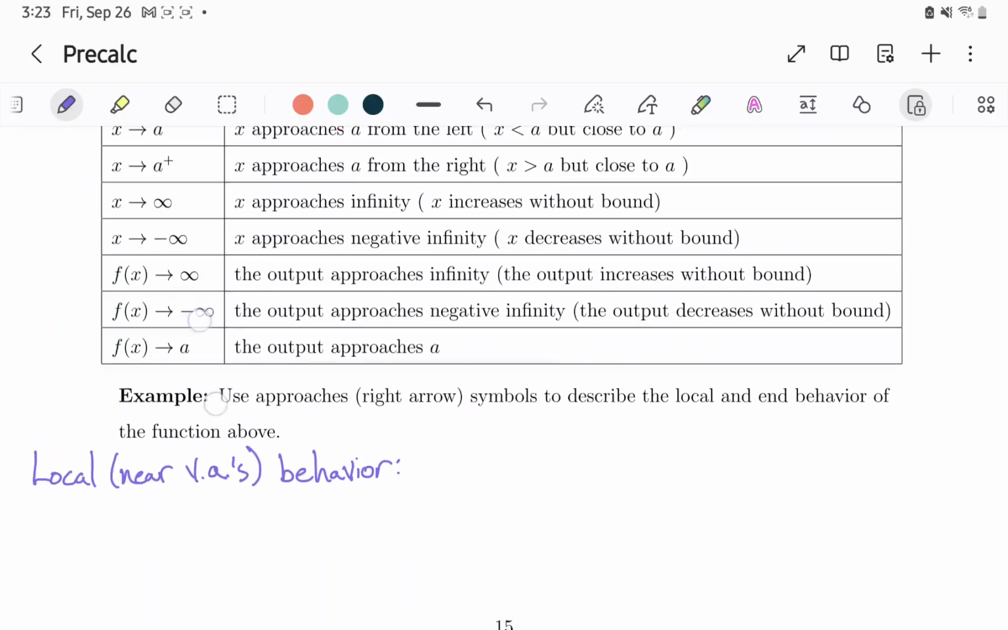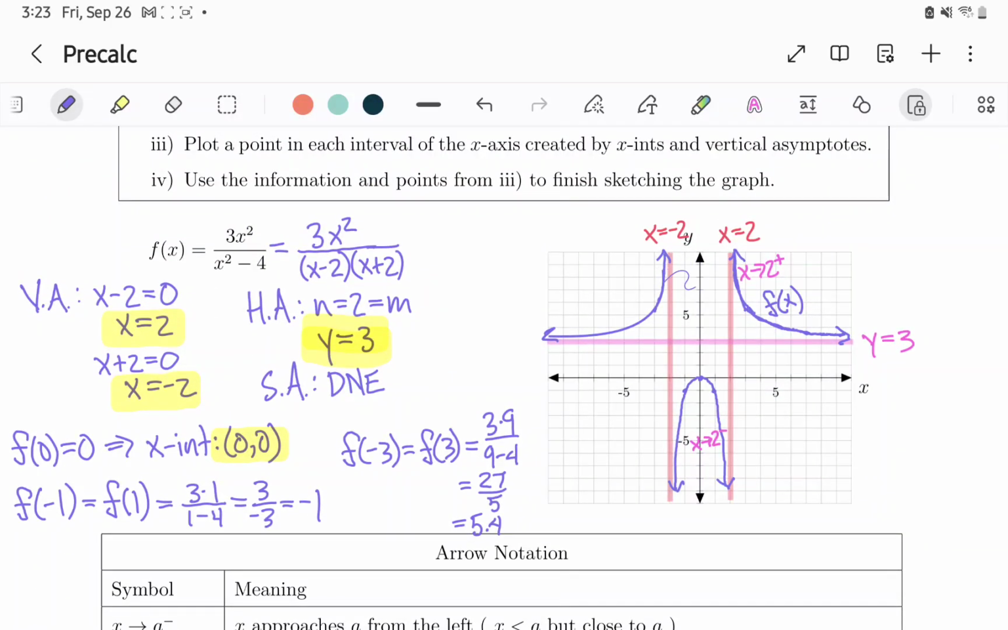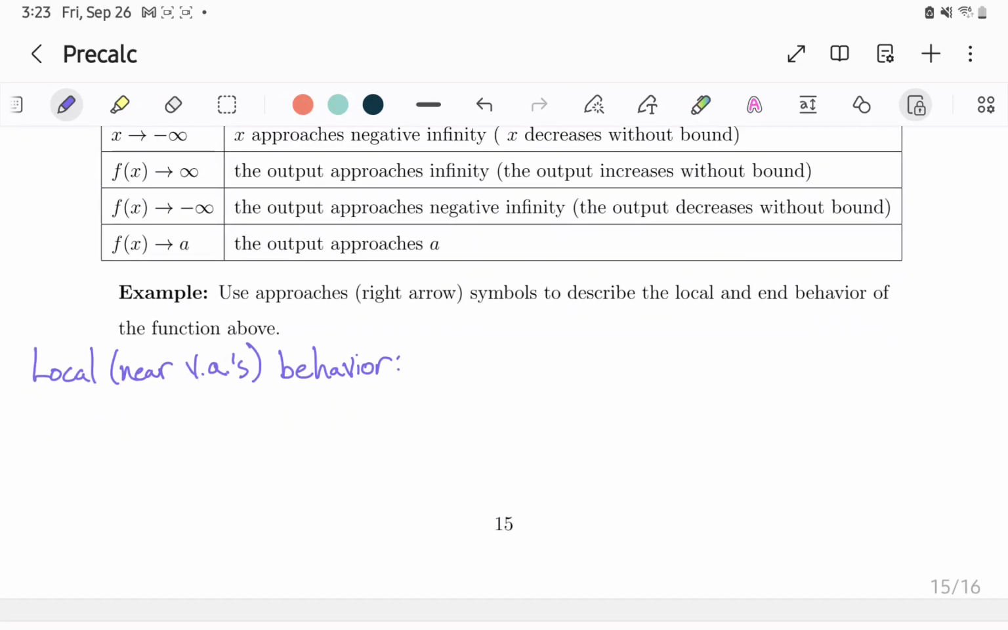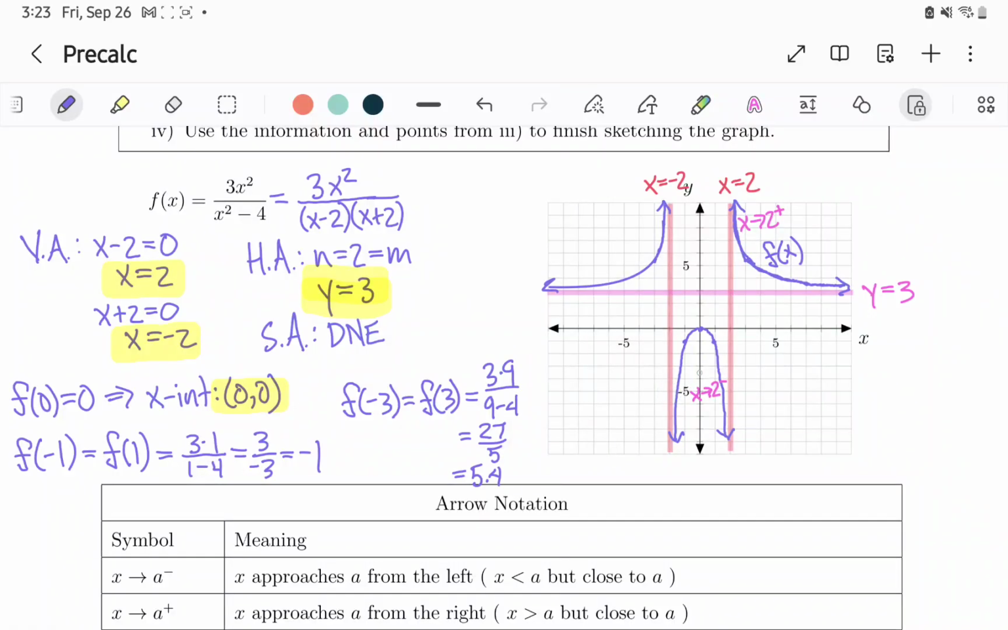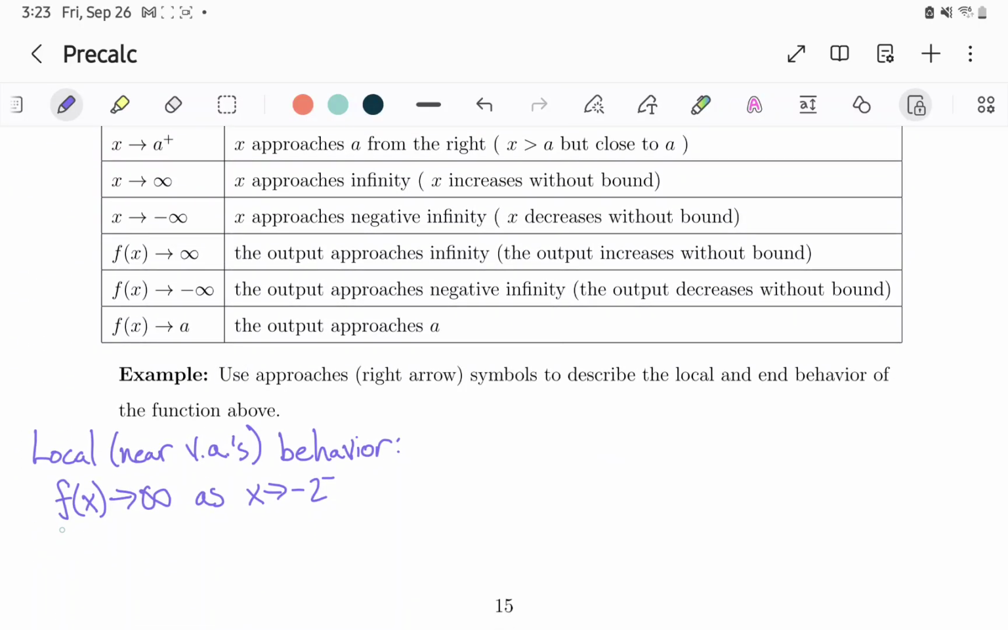we said that as x approaches -2 from the left, f of x goes to infinity. So we have f of x goes to infinity as x goes to -2 from the left. And then we said that as x goes to -2 from the right, f of x goes to -infinity because it decreases without bound.